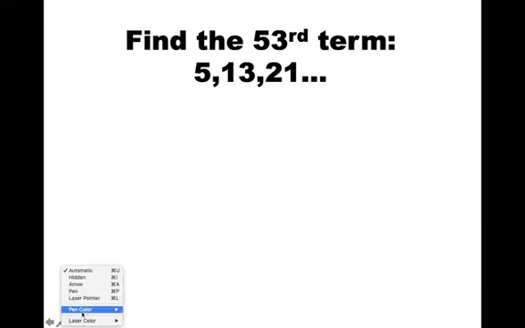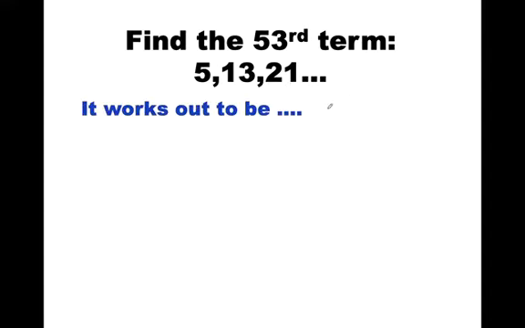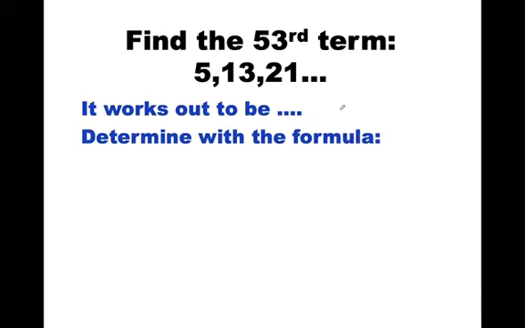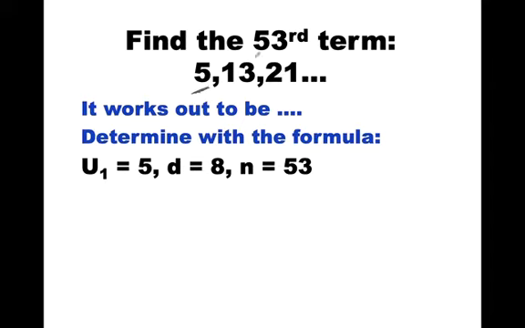So here's another question where we're not really going to figure it out by hand. Find the 53rd term, starting at 5, then 13, then 21, and so on. We're not quite sure what it works out to be, so we're going to use the formula on this one. The first term is 5. D, the common difference, is 8. So 5 plus 8 is 13. 13 plus 8 is 21. 21 plus 8 would be 29, and so on and so on.